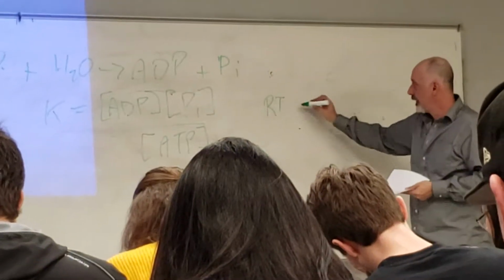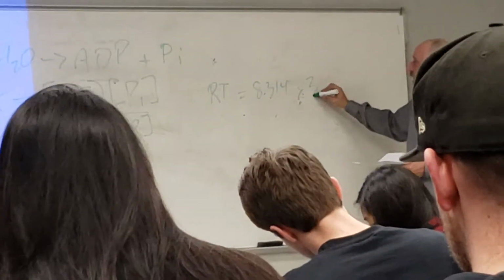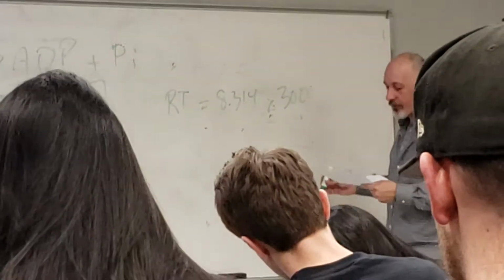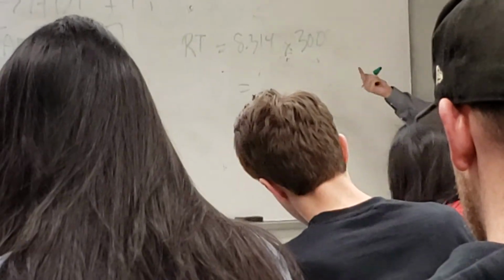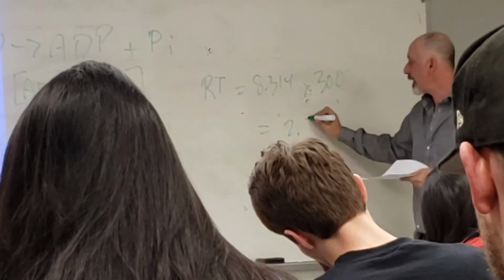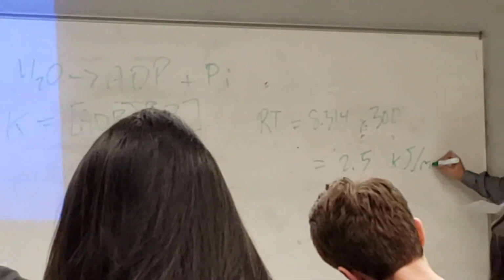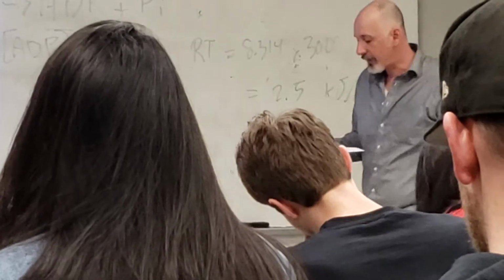All right, so I'm just going to use standard cellular conditions for RT. R is going to be 8.314 as always. T, I'm going to say, is about 300 Kelvin, room temperature more or less. If I go through and do this, this is about 2,500 joules. I'm just going to put it in terms of kilojoules, so this is about 2.5 kilojoules per mole. That's my simple one.